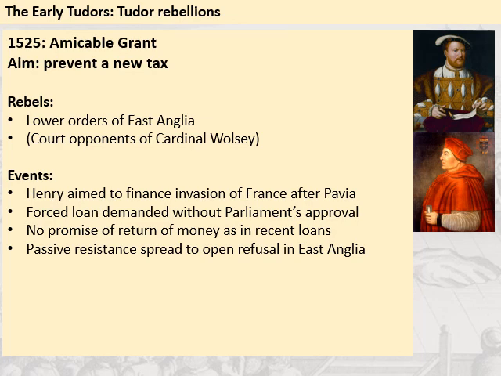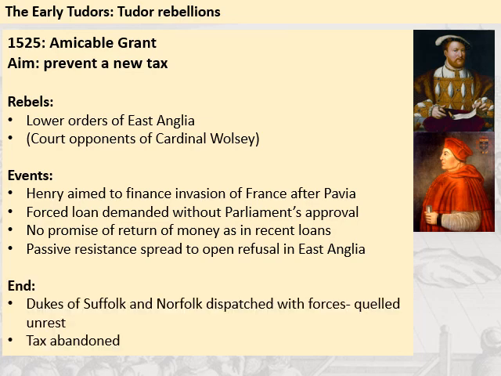This is not conventional. That was Parliament's main function, to approve financial exactions. There was also no promise to return the money. A grant is a gift. So across the country, opposition to this grant, to this loan, took place quite quickly. There was open refusal in East Anglia. So this caused a swift reversal of policy. The Dukes of Suffolk and Norfolk, so that's Brandon and Howard, were dispatched with forces to quell the unrest, and the collection of the tax was quickly abandoned.